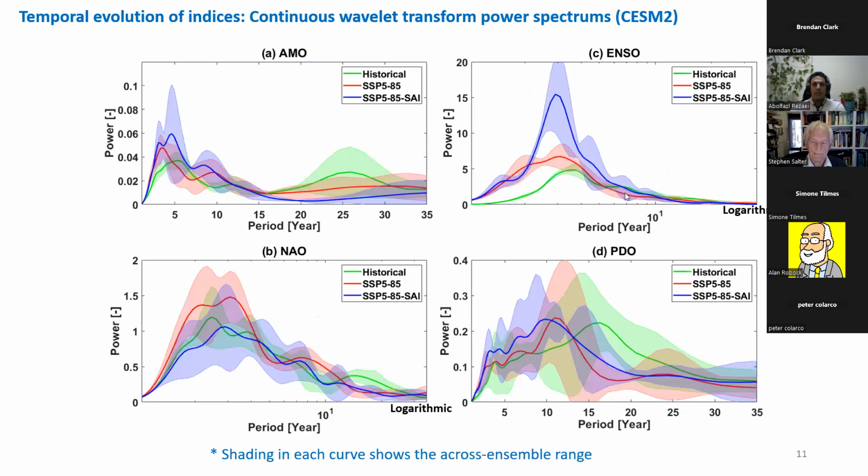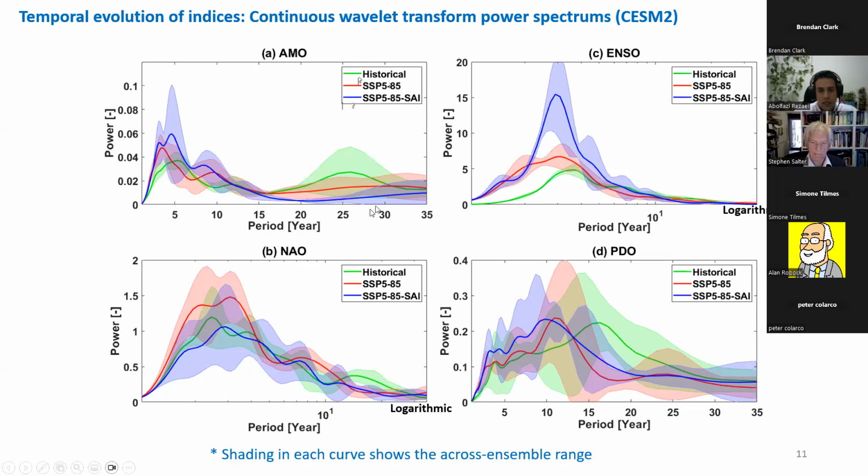The last but not the least, it shows the results of the power spectrum for each of these indices, Fig A for AMO, B for NAO, C for ENSO, and D for PDO. These results are obtained from the continuous wavelet transform. And please note that Fig B and C are based on a logarithmic scale, but in each of these plots, the y-axis shows the power spectrum, and the x-axis refers to periodicities. And you can see that the historical results are in yellow, the global warming are in red, and the psi in blue.